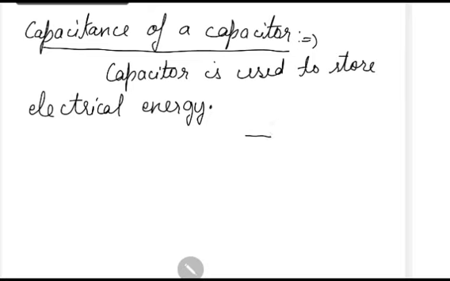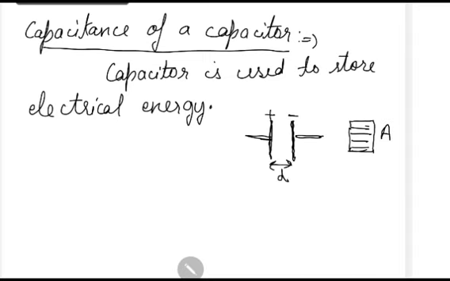Okay, so we know that it consists of two plates. The plates are made of conductor, meaning these are metallic plates. Basically this is the two-dimensional diagram. As it stores the charge, one of them becomes positive and the second becomes negative. The plates have some area. Suppose the area of the plate is A and the separation between the plates is D.